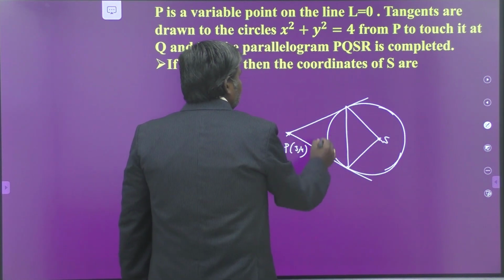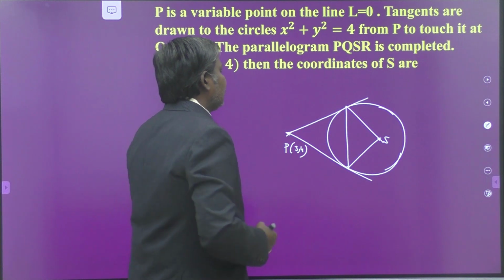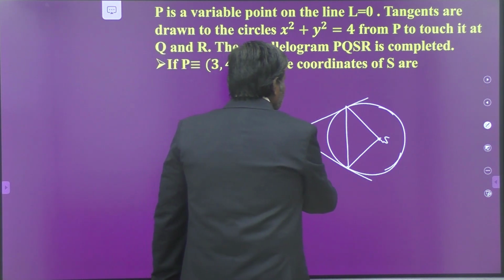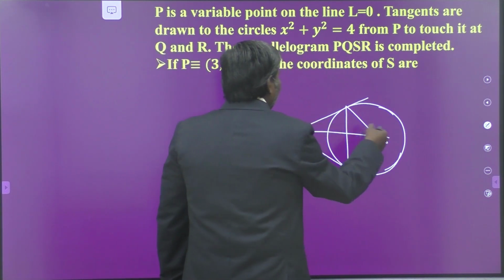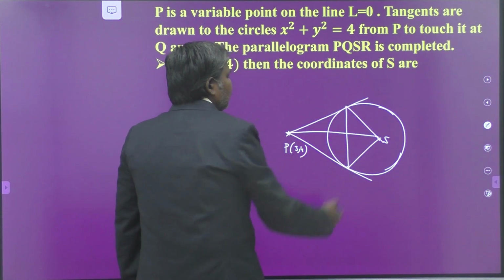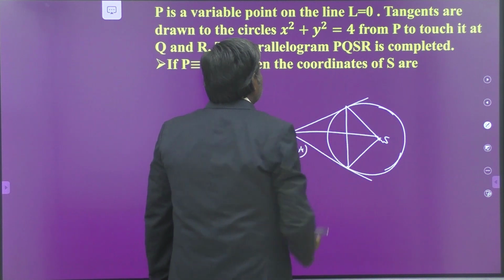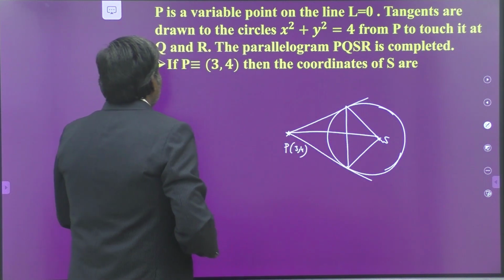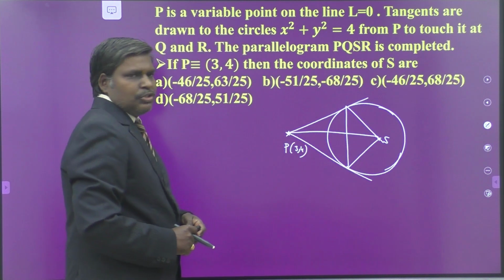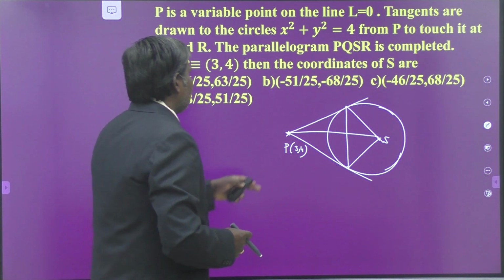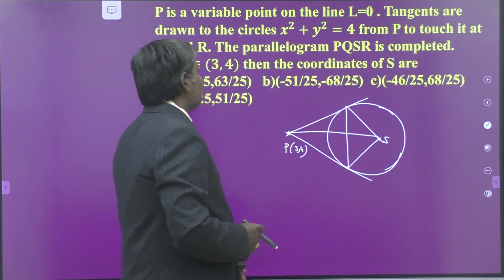Just by joining, these two triangles are congruent triangles. Therefore, this is the point. The mirror image of P with respect to this chord of contact becomes your S. Understand? These two triangles are congruent triangles. The options are also given to you. You just have to find the image of (3, 4) with respect to its chord of contact.